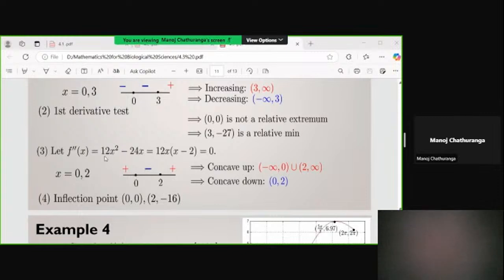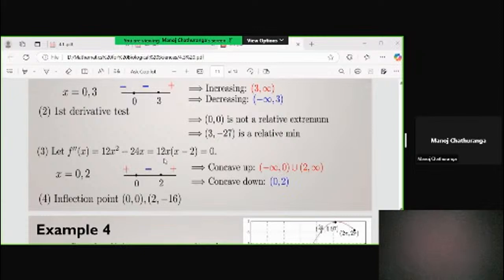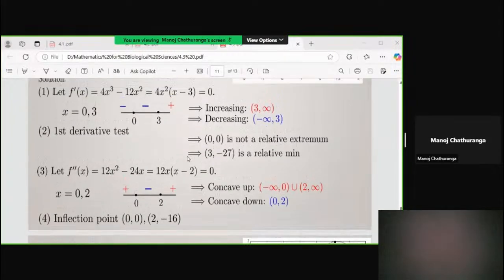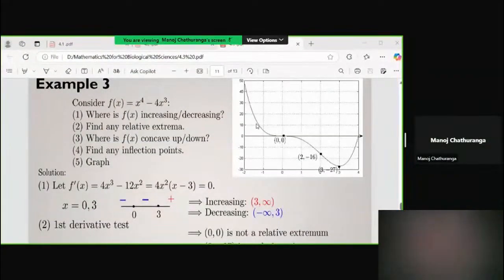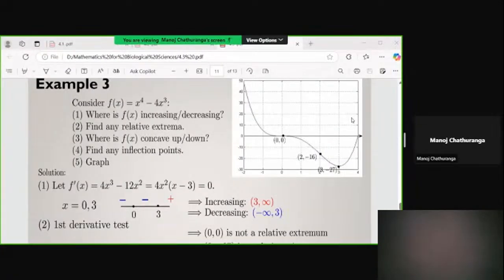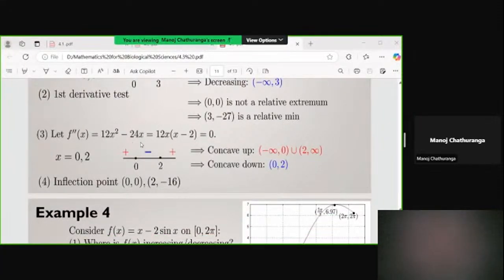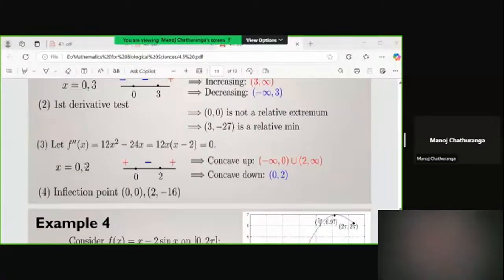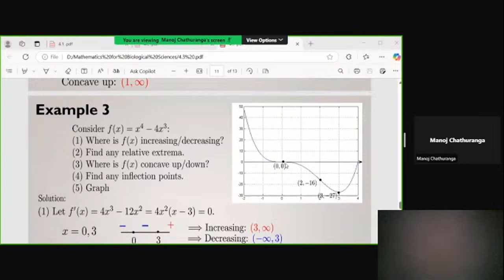Those 2 points divide the real line into 3 regions. Let's analyze the sign of the second derivative in each region, and it turns out to be plus, minus, plus. So before 0 it is concave up, between 0 and 2 it is concave down, and after 2 it is again concave up. The concavity changes at 0, and 0 is an inflection point.